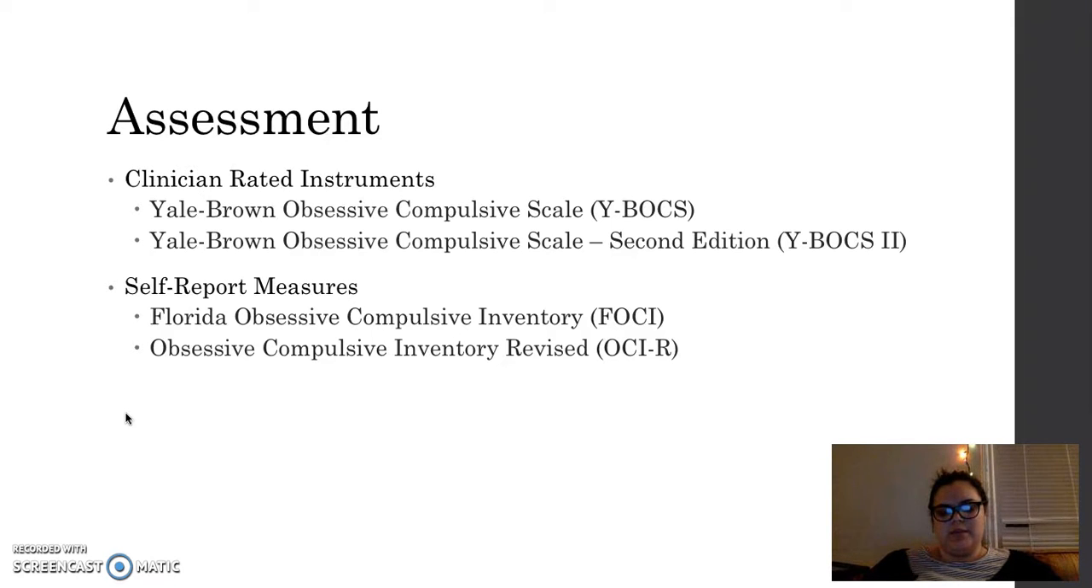So assessors rate the time occupied by the obsessions and the compulsions, the degree of interference with functioning, the level of distress, how much they are attempting to resist the symptoms, and the level of control that the individual demonstrates over these symptoms. So it has pretty adequate inter-rater agreement and internal consistency and validity. It is most commonly used as a measure of treatment outcomes in psychotherapy and CBT treatment studies, or just in clinical practice.